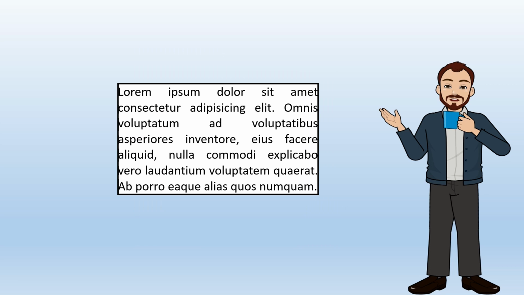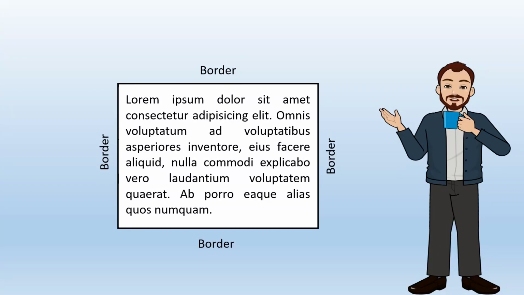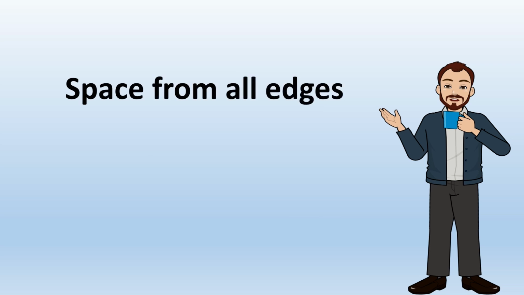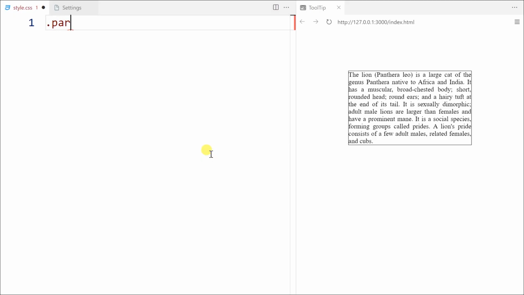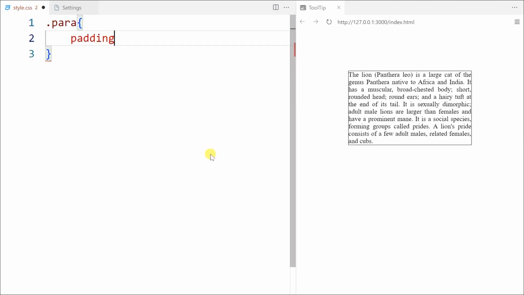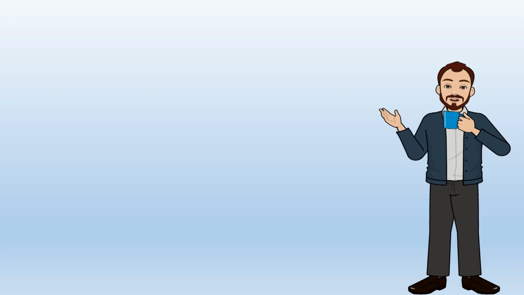We can simply say that padding is used to leave space for each side, top, right, bottom and left of an element's content. For example, you want to leave 15 pixels of space around all edges of the content. Use padding with a single value of 15px. That means it will add 15 pixels of space from all edges.